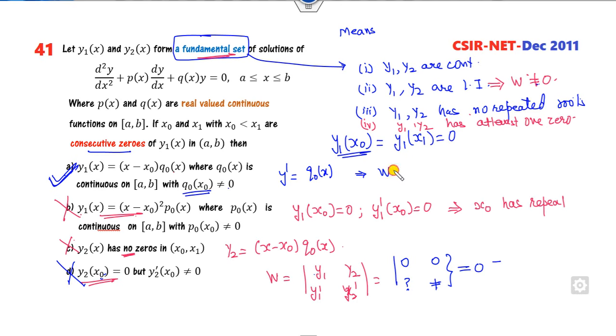So what is the Wronskian? W1 is 0, W2 at x0 we don't know, W1 of this is non-zero, and whatever here. So this is always non-zero. So the right answer is A.